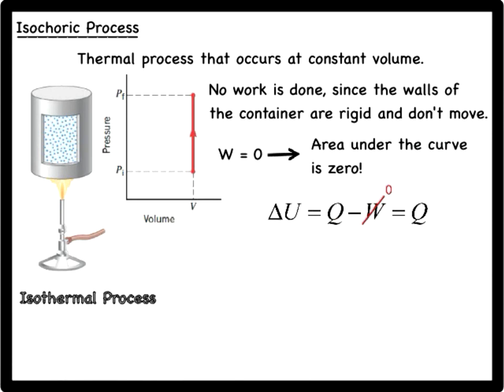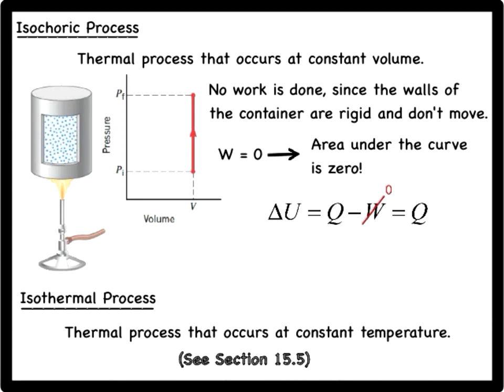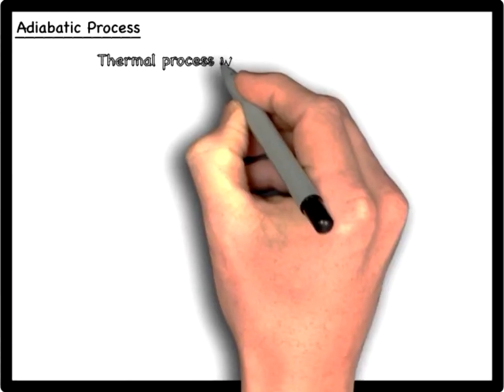A third thermal process that we will discuss in more detail in the next section is an isothermal process, or one that occurs at constant temperature. And finally, the last process we want to mention is an adiabatic process. This is one that occurs without the transfer of any heat.